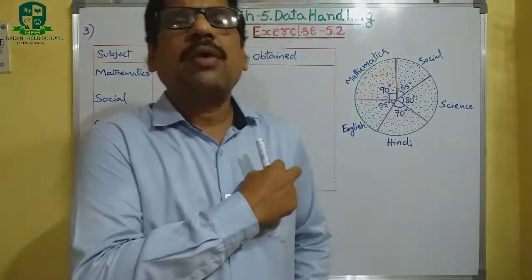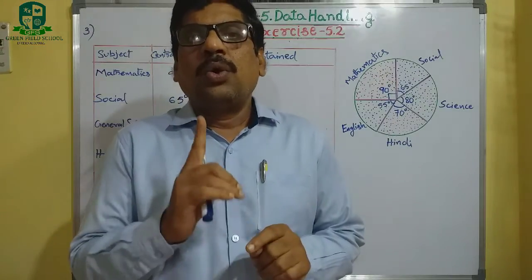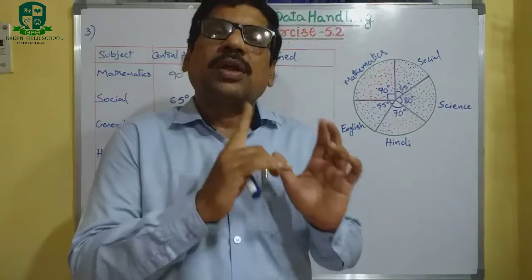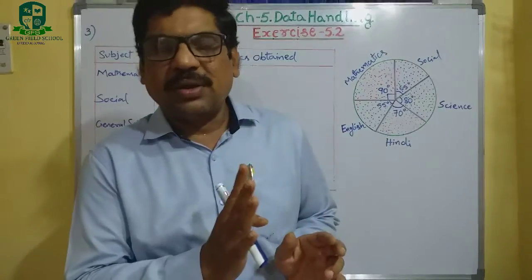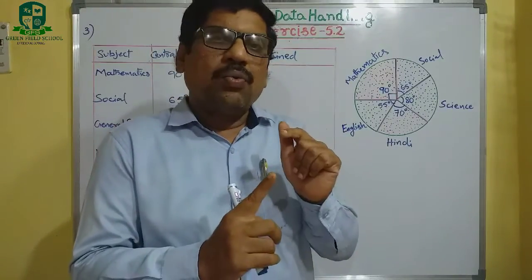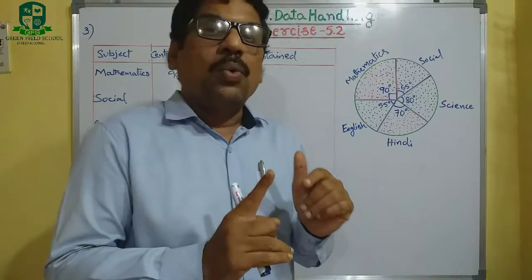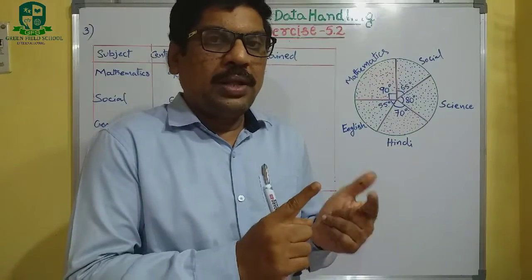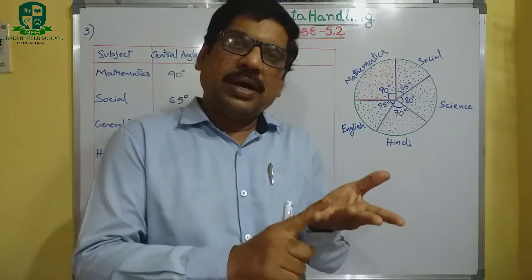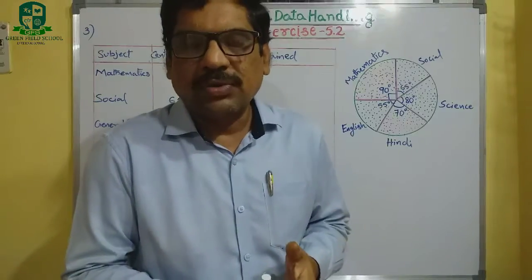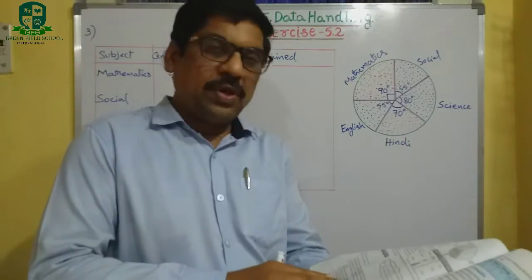In the previous class we learned how to draw a pie chart or circular graph. We learned how to draw the circular graph for the given data when the values are given. Now we can find the circular angle when the data is given, that we have already learned. Now we need to find the values when the corresponding angles are given. For the given data, if we know the angles, we can find those values. That we are going to learn from Exercise 5.2, the fourth problem.